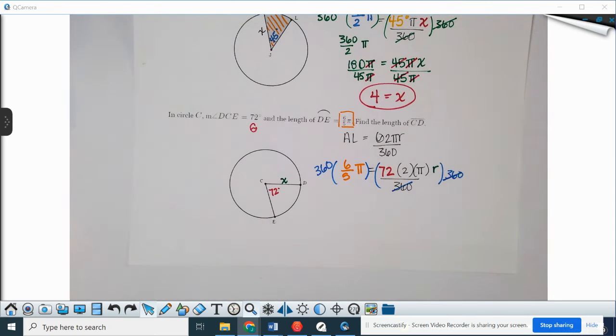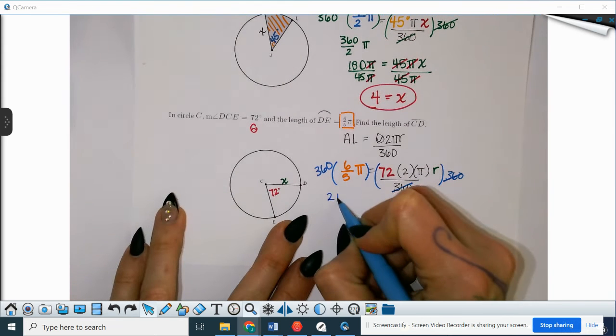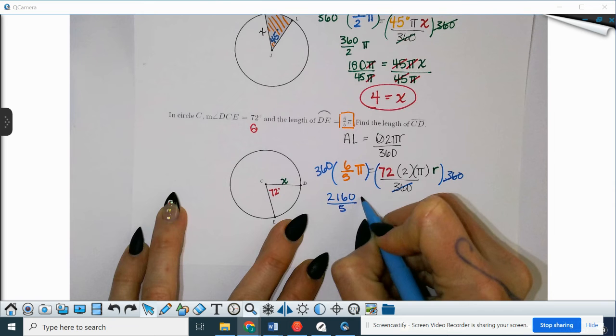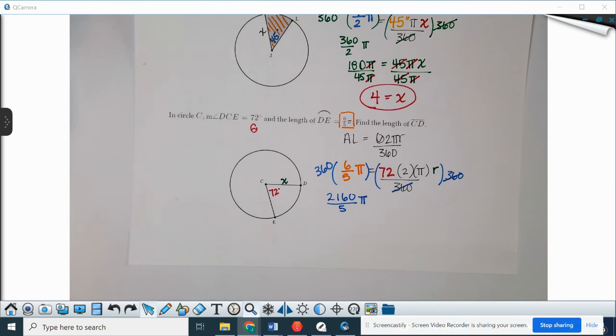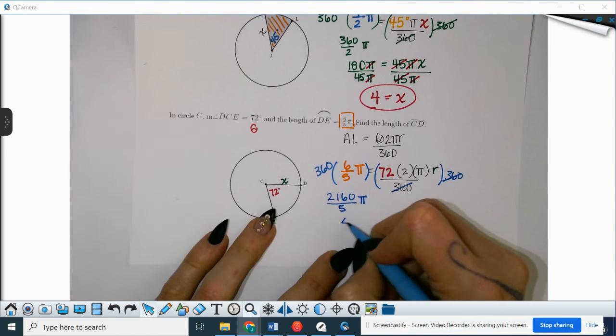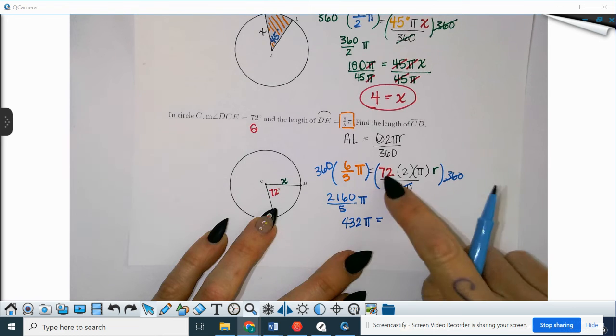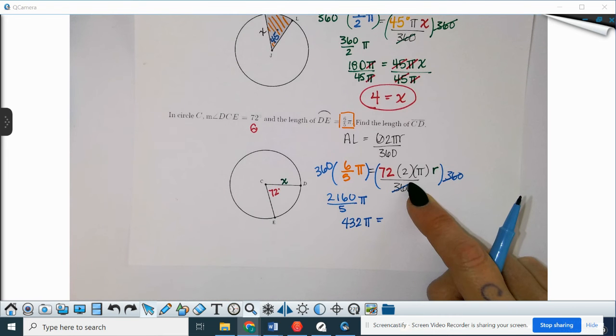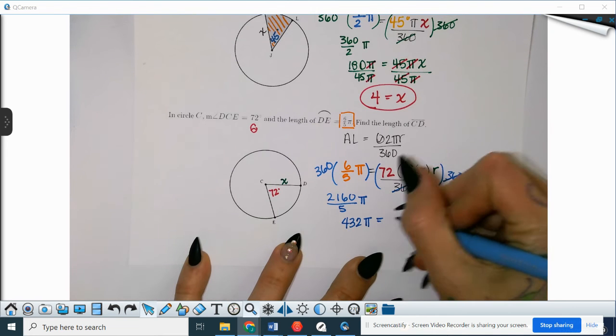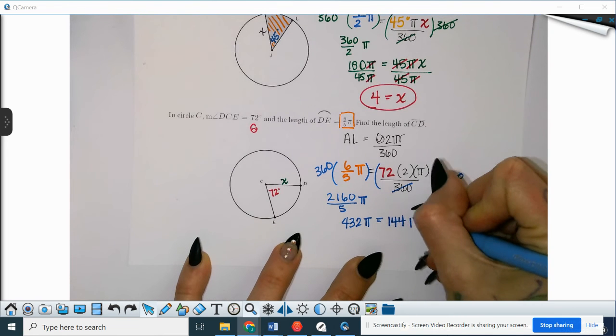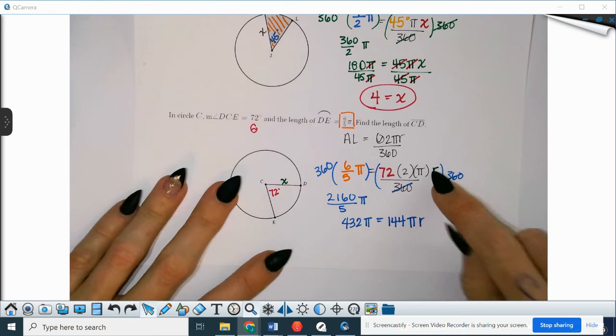So 360 times 6 is 2,160, and obviously it's divided by 5. So if we divide that by 5, we end up with 432 pi equals, and I have 72 times 2, which is 144 pi radius. So just clean that up.